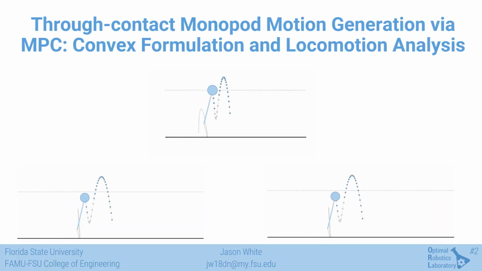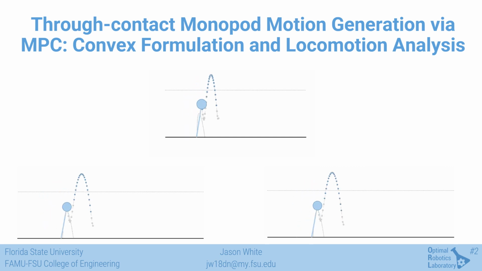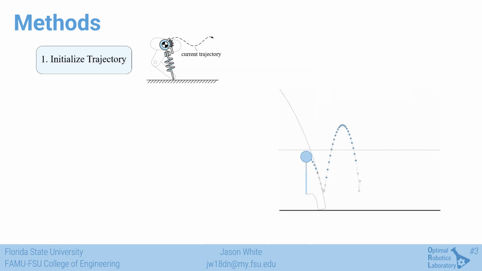We present our formulation of a convex motion planner for single-legged robots that generates behaviors in real time without using predefined contact sequences or mode durations. We begin with an estimated initial trajectory, found by warm starting the following control loop.